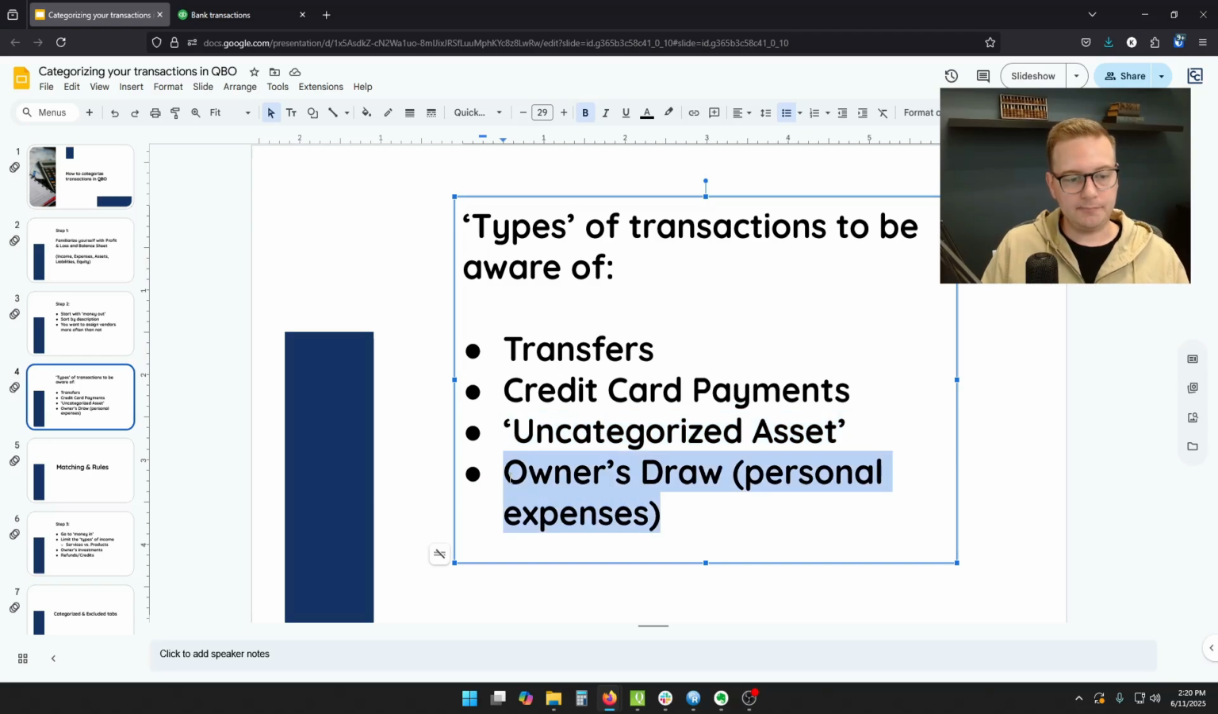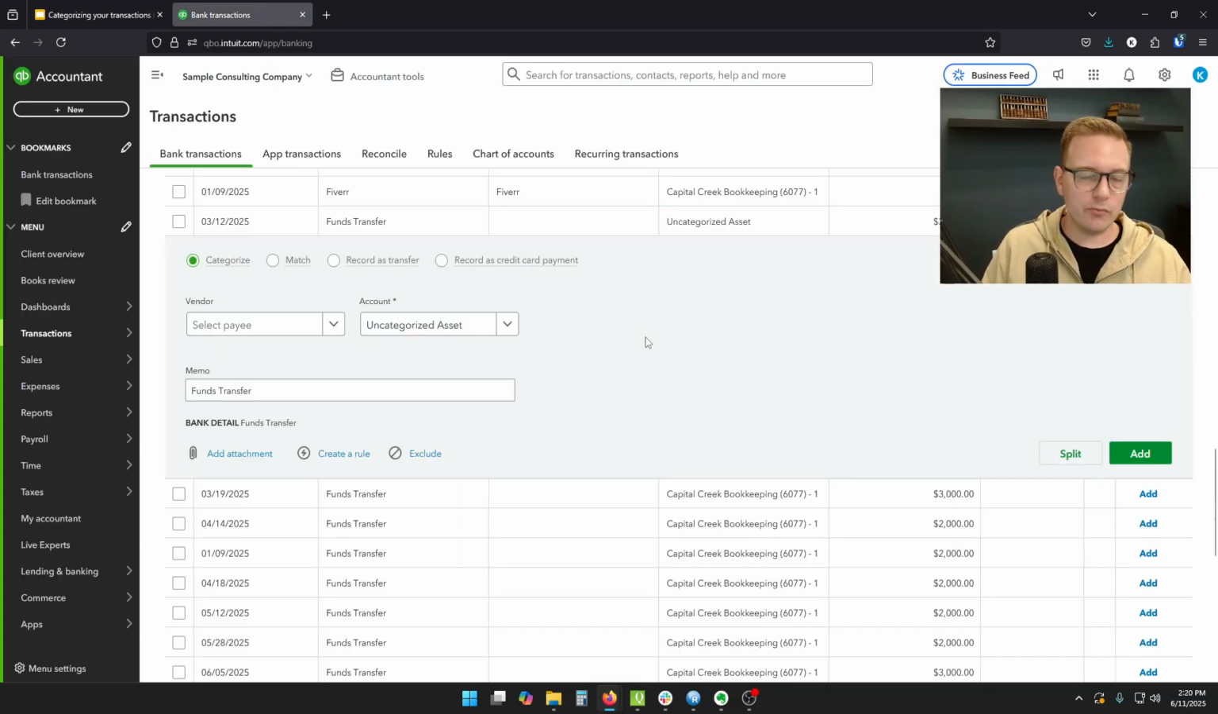Lastly is owner's draw. So, there's obviously times where you are taking money out of the business. That's not in payroll, that's a different thing. But if you're just taking money out of the business to pay yourself, that's an owner's draw. And also, if you happen to pay for something on your business card that is actually not business, but is very clearly a personal expense, that's functionally the same thing as you just taking money out of the business. That has to be assigned to owner's draw.